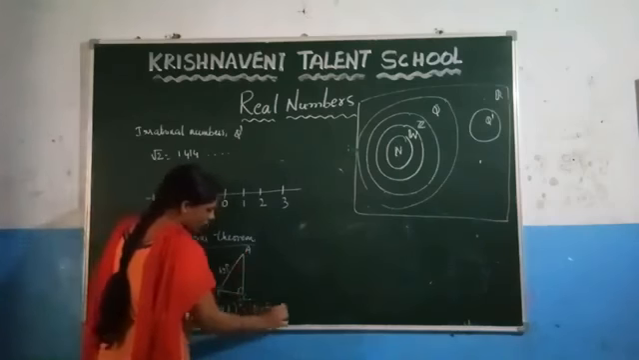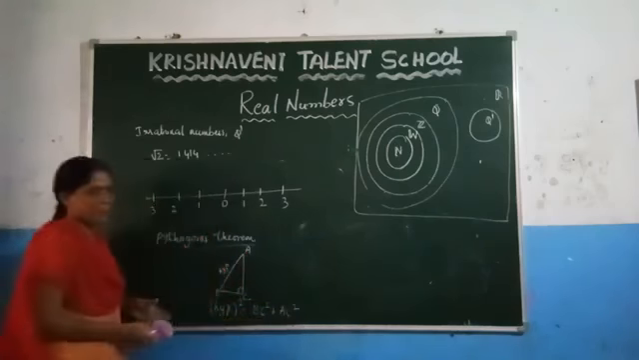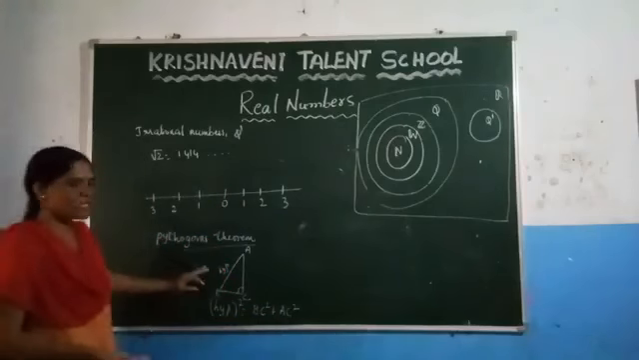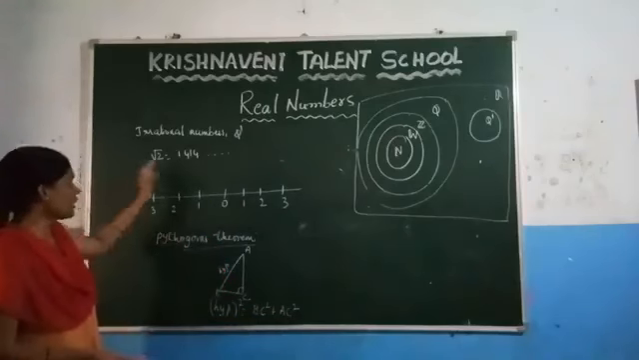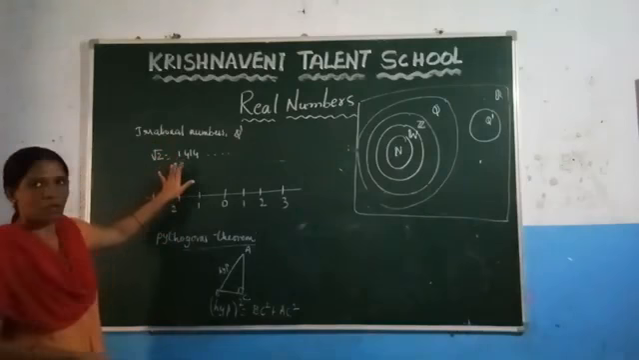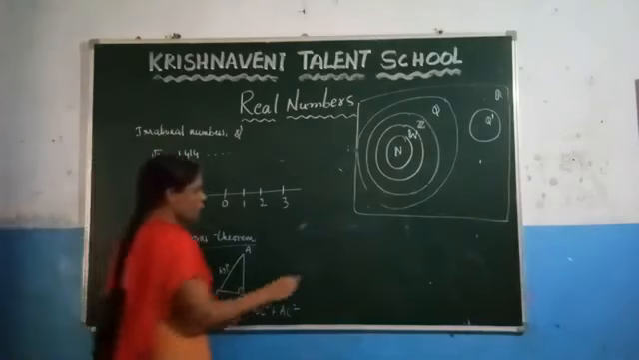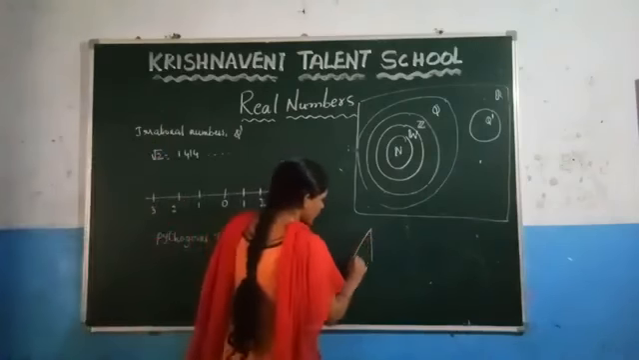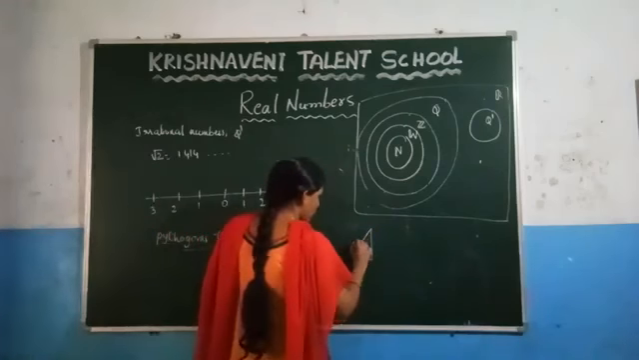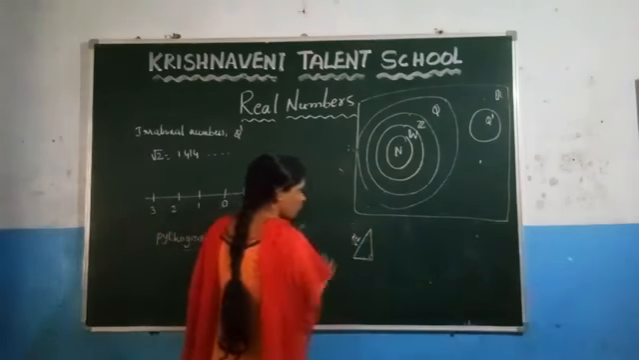BC square plus AC square. This is what the Pythagoras theorem states. By using this Pythagoras theorem, you can represent this irrational number on a number line. Now, you have to check: consider the right angle triangle. You have to get the hypotenuse as root 2.